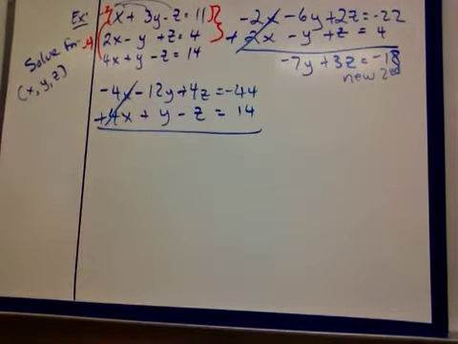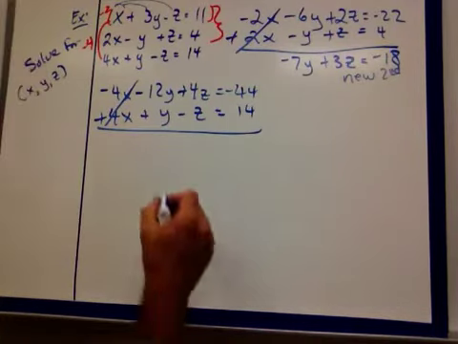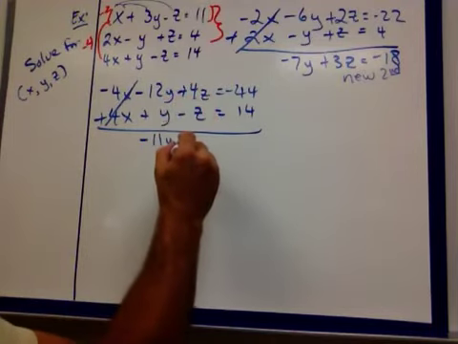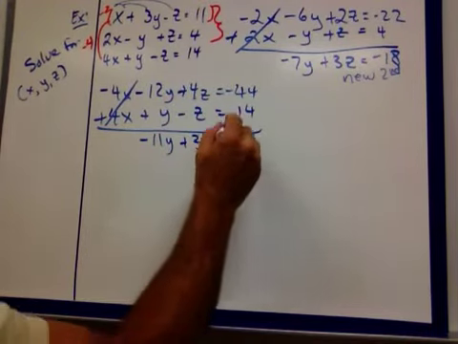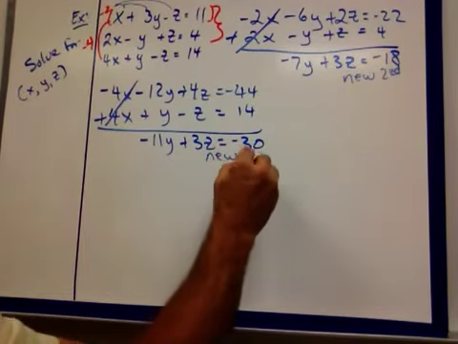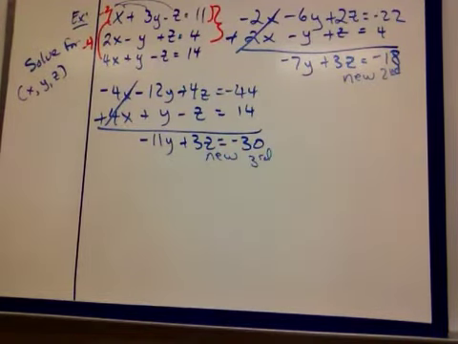Add them together. Elimination method. Boom. You can see your x's are gone. -12 plus 1 is -11y. 4 minus 1, that's plus 3z's, equals -30. That's going to be our new third equation.